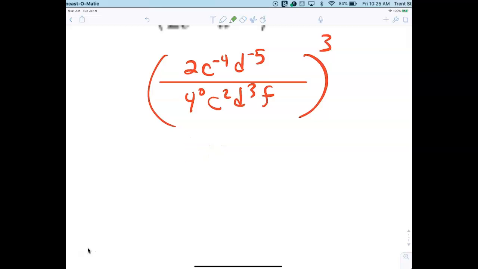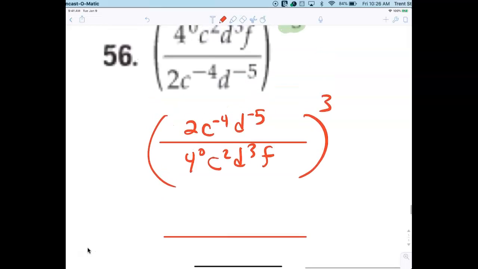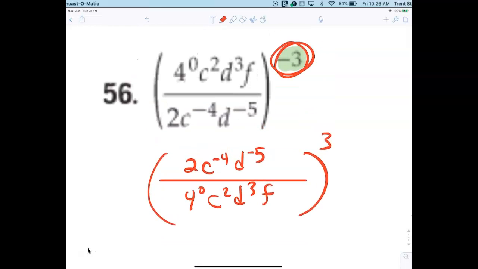Okay, so we're going to go back. So when you flip it, the exponent changes. Yes, that's the whole point. This exponent changed to this. Yeah, but nothing else changed. Right? All right, that was a good question.